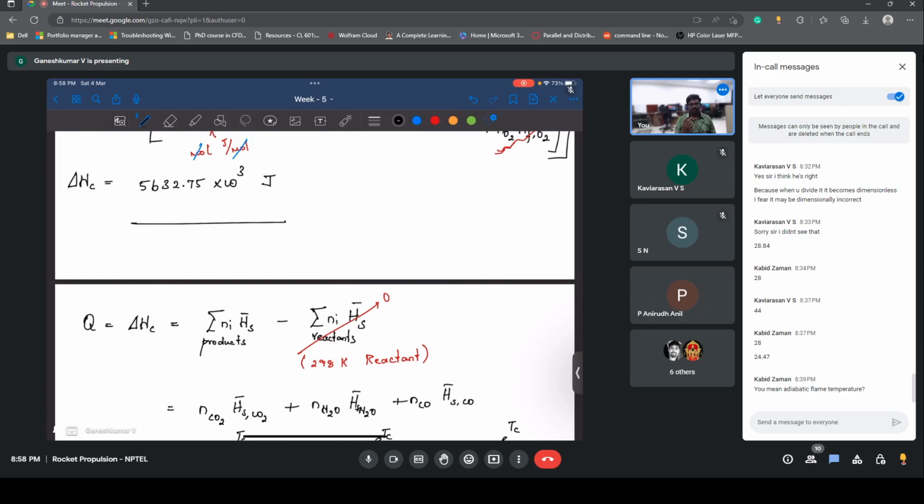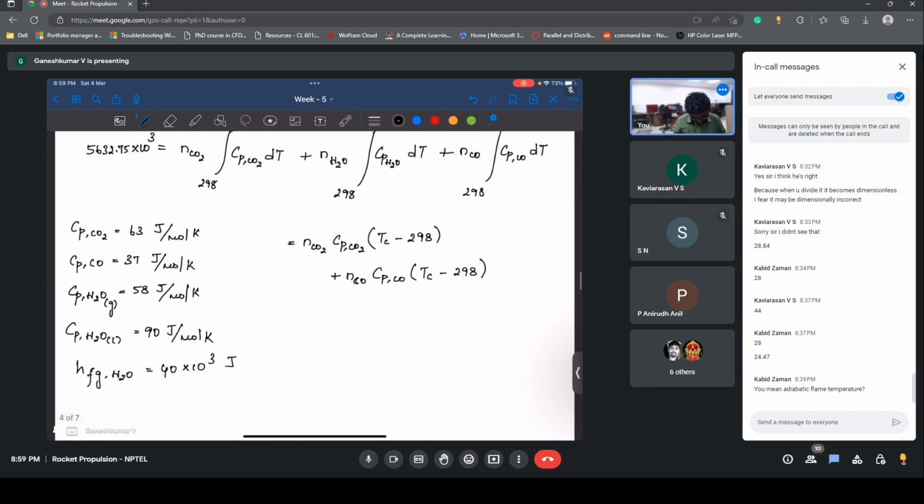It is due to the change in the chemical energy within the fuel. The fuel has high chemical energy, and the product has low chemical energy. This change in chemical energy is a heat input, which increases the temperature. Whatever the change in chemical energy we have, that is given to raise the temperature of the products. Okay, sir, understood, sir.